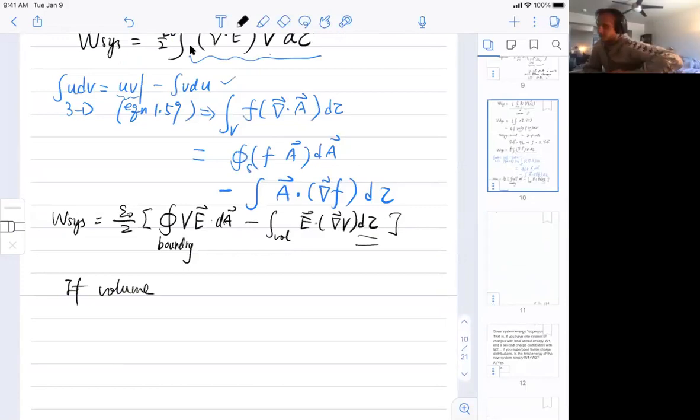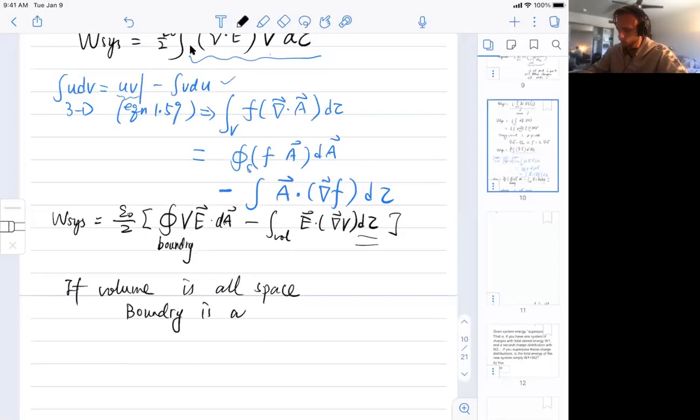The volume is all space. So you can see the boundary for all space is at infinity, far away. So the boundary is at infinity, so potential at infinity has to be 0. Electric field at infinity has to be 0.